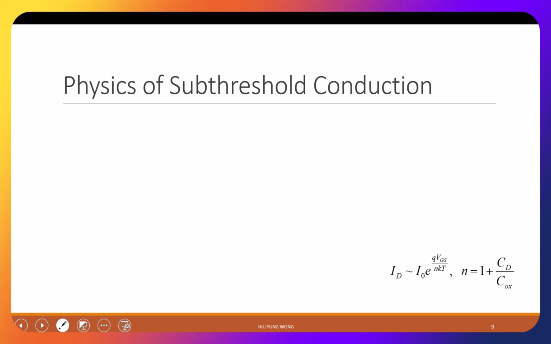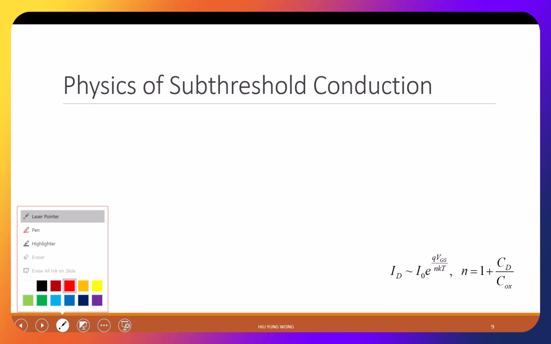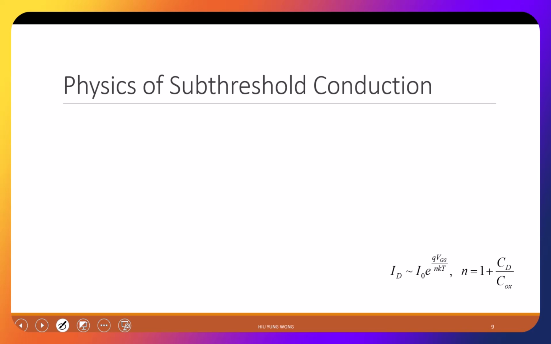Don't worry, I'm not trying to give you trouble, but I want you to learn. Now, we talk about the on-off states, but now we are not satisfied with that when we go to the subthreshold region.